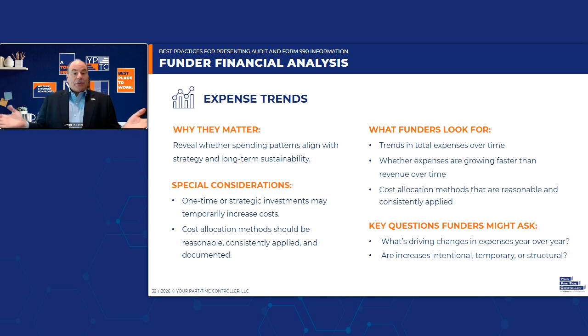Now, there may be situations where there's a spike in expenses and there are good reasons. One-time strategic investments into maybe technology or infrastructure obviously are going to push up cost in the short term. But as long as you can explain it, talk about what they're for, and how it's going to help the organization in the long term. We should be ready to answer questions about what's driving changes in expenses year over year. Are those increases intentional? Are they temporary? Are they structural? If you can walk a funder clearly through that, then you're telling the right story.